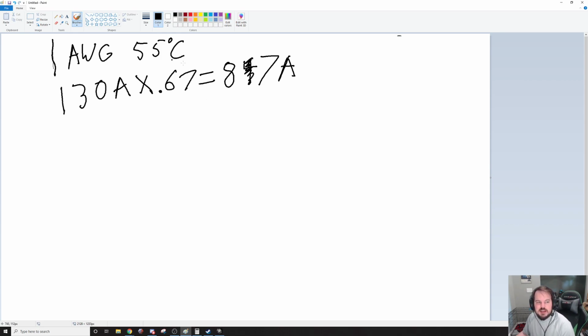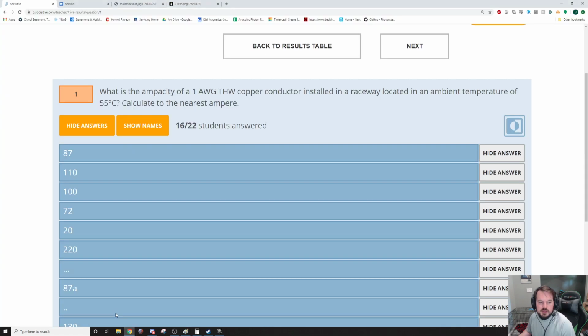You can see as temperature goes up, because we are at 55 Celsius instead of 30, as temperature goes up, your ampacity is going to go down. Because the wire won't be able to dissipate as much heat, which will burn up the insulation faster.